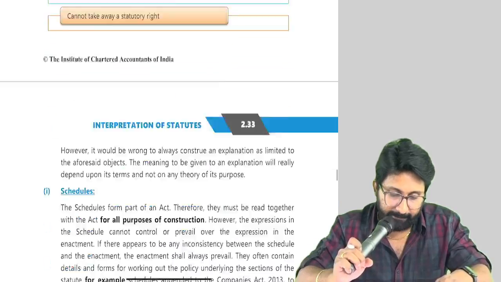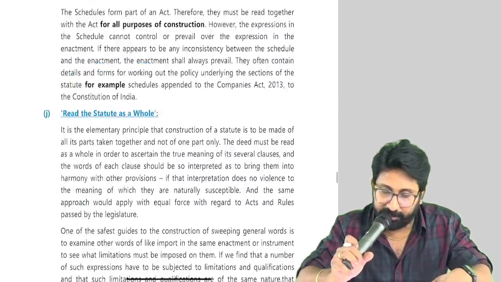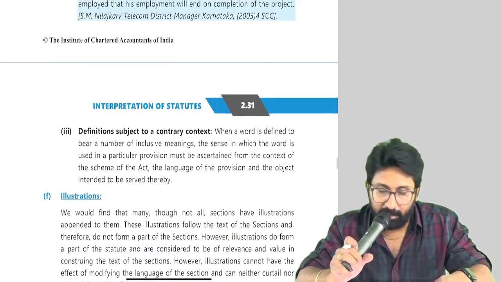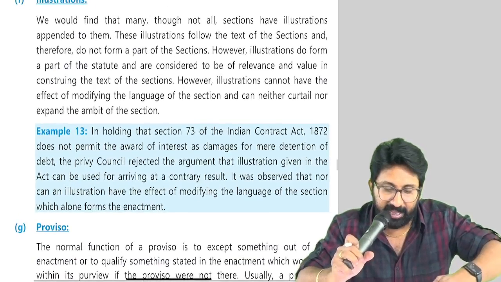Illustrations. Shall we continue? So simply to understand, illustrations will be containing the examples.